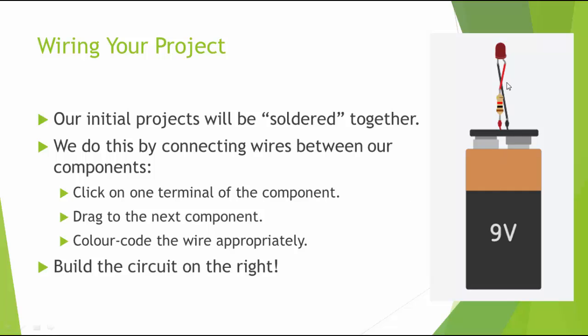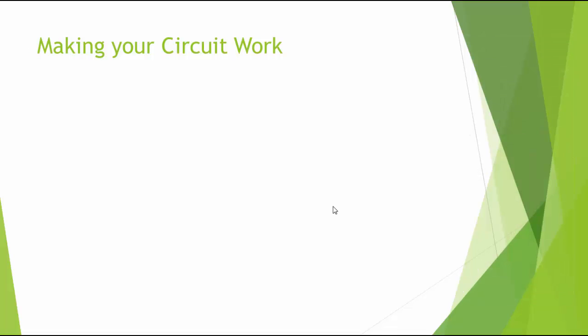So to start out, you can go ahead and build the circuit on the right, connecting up a very simple circuit, a 9-volt battery with a resistor. I believe this is a 1,000 ohm resistor. Connect that up to your LED and back to ground. So you can go ahead and build that circuit to practice.